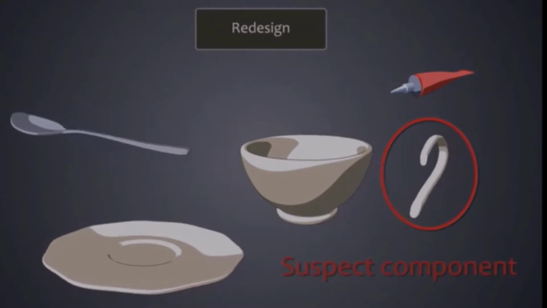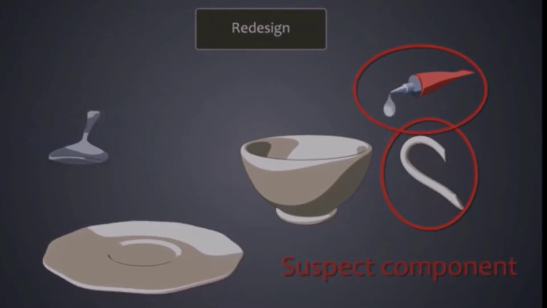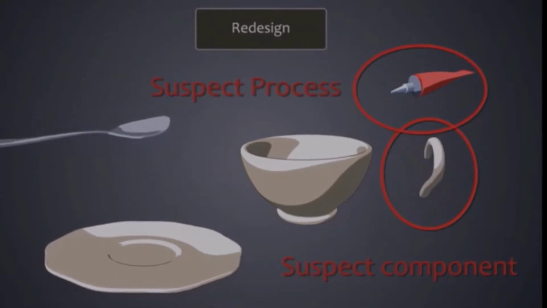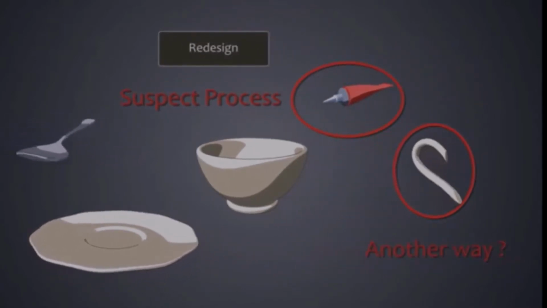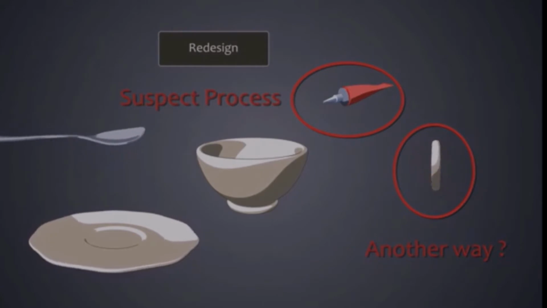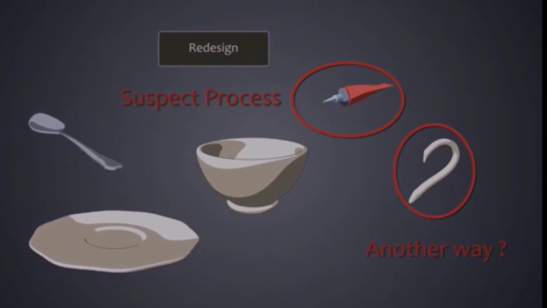Redesign. After the analysis phase, once the suspect components are marked, redesign can be considered. For example, the ear is one of the suspect components. We can improve it by making the ear and the cup a single piece. By this process, we can eliminate the suspect process and the suspect component.